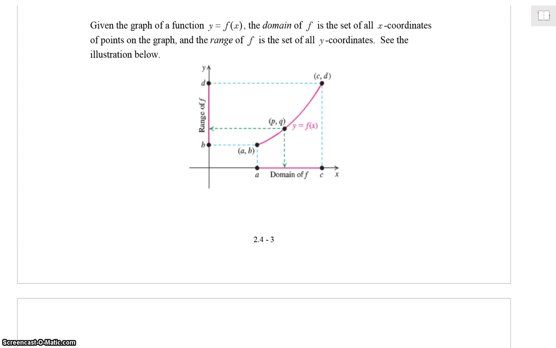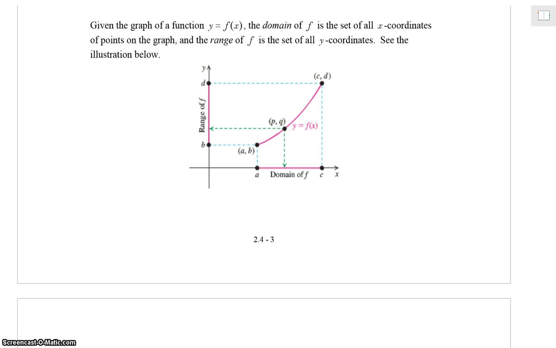Given the graph of a function y equals f of x, the domain of f can be thought of as the set of all x coordinates of points on the graph, and the range can be thought of as the set of all y coordinates. So when we look at the points on the graph, the x coordinates belong to the domain of the function, and the y coordinates belong to the range.